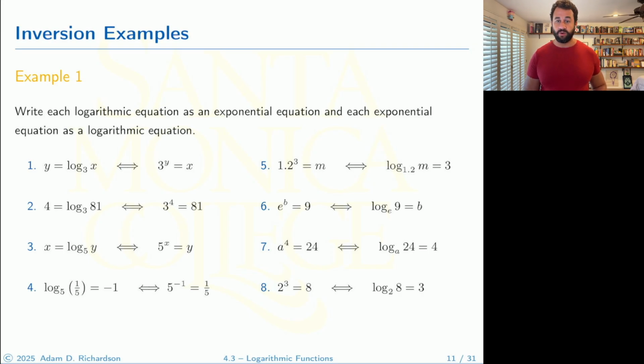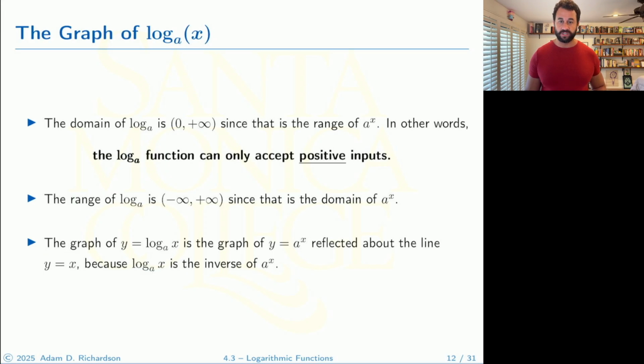Now let's talk a bit about the graph of these log functions. So one, the domain is 0 to infinity because that's the range of a to the x, which I said earlier. In other words, this is the important part, the log function can only accept positive inputs. Okay, that's an important takeaway from this section. Whatever is going into this logarithm function, it's got to be positive. It cannot be zero. It cannot be negative. It has to be positive. The log function can only accept positive inputs.